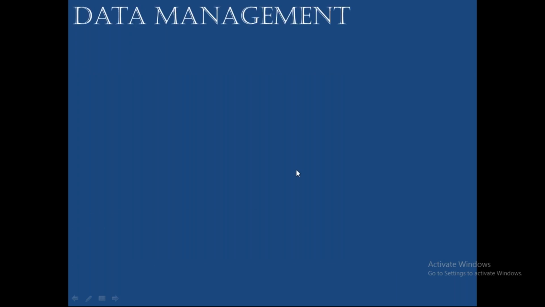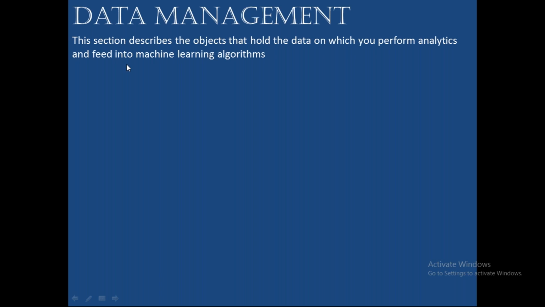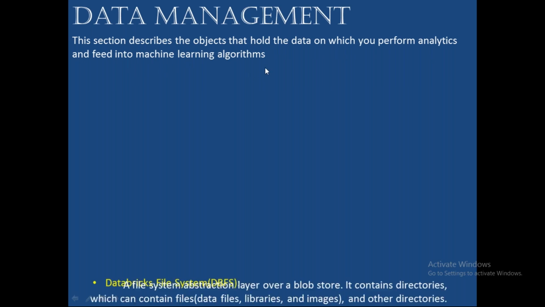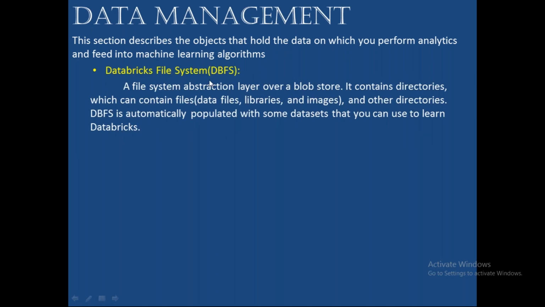Next, let's go to the data management. As we discussed yesterday, data management can be done in multiple ways. One is Databricks file system. We can create databases, we can create the tables and the metastore information. Okay, let's see. This section describes the objects that hold the data on which you can perform analytics, feed into machine learning algorithms, as we discussed yesterday. First one is Databricks file system, where we are going to store our data, our libraries, images.